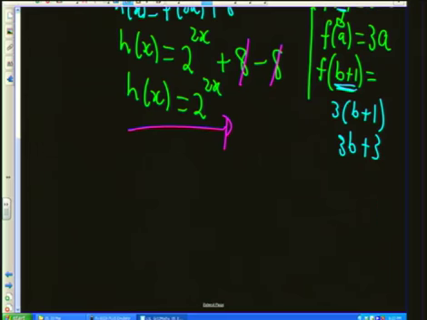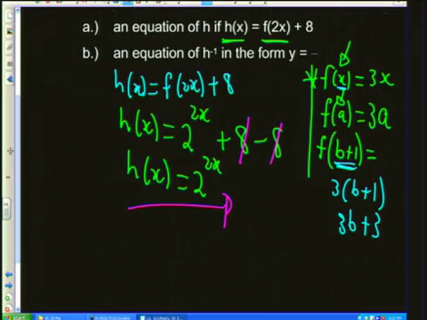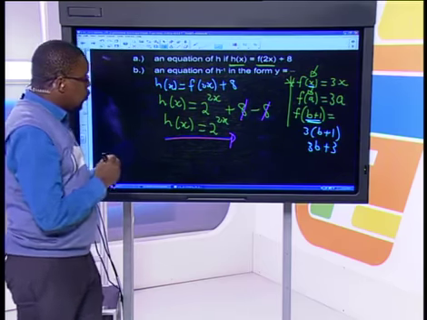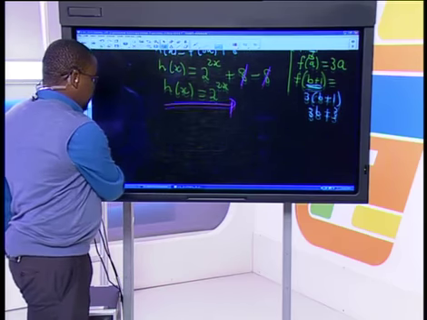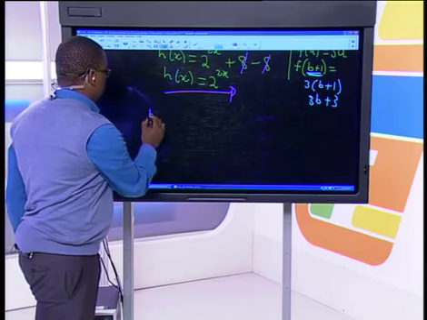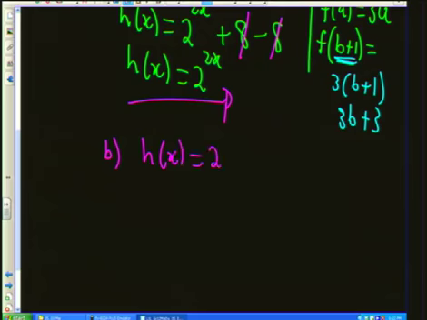Now, our next question is, find an equation of the inverse in the form y equals, so the inverse of h, so the one that we just did. So you've got h of x equals 2 to exponent 2x. So remember, the inverse, so you go to your h of x, which is 2 to exponent 2x. So in other words, we have y is 2 to exponent 2x.